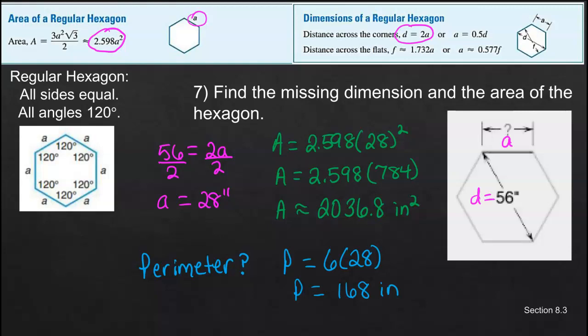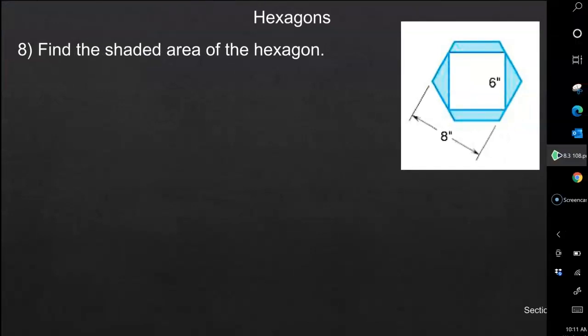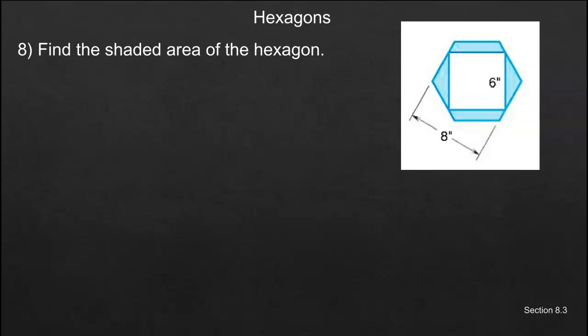All right, so that's it for that one. On this one, now this is where we start to combine some shapes. I had to pause for a minute. So we combine some shapes here, and we have to first of all just identify, what do I have? Okay, well, I have a hexagon with a square inside. They only give us one side, so we're just assuming it's a square, and that is an okay way to go. The 8 is across the flats.